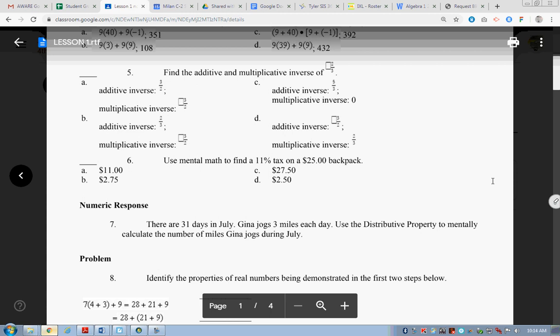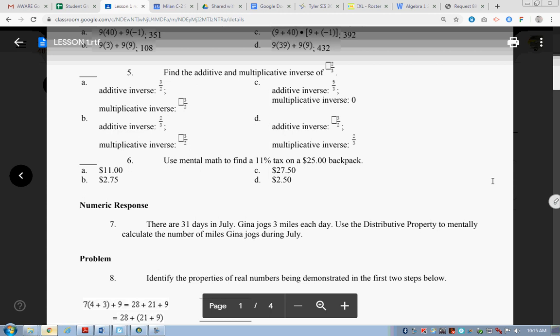All right, let's see. When you get to something like number 6, it says you use mental math to find the 11% tax on $25. One, you could take 0.11 times 25 to find that. What they want you to do with this, though, is they want you to imagine this first as 10% and then as 1%. So what is 10% of $25? Can you tell me that?